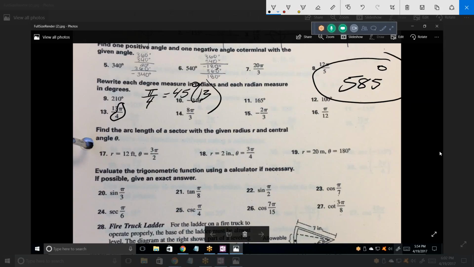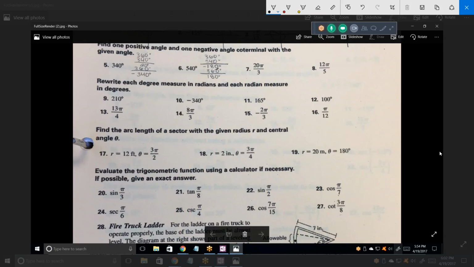So you can do these any way you want, but you can see that this was kind of a two-step process. I might have still needed a calculator to multiply 45 by 13, but most of these I'm not going to need a calculator. For example, the next one. What's pi over 3 equal to? 60 degrees. So what's 8 pi over 3? 60 times 8, which is 480. Sorry, I didn't mean to put that in there. You see how much easier that was?